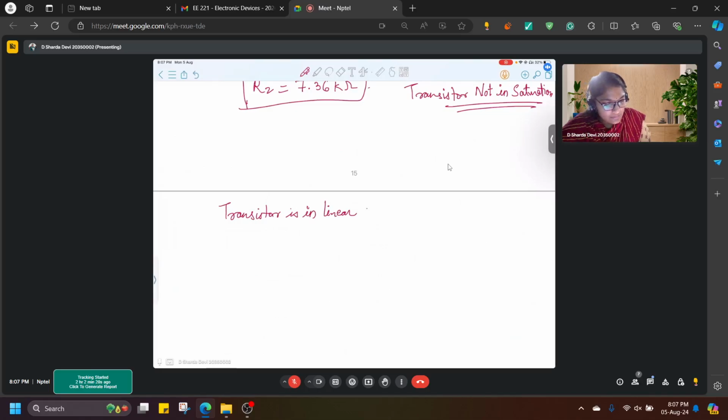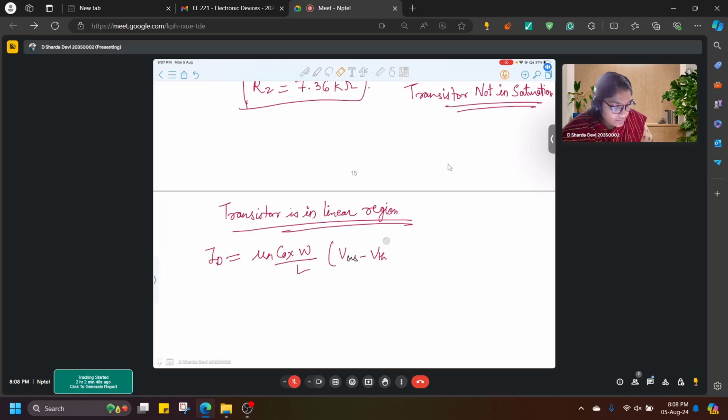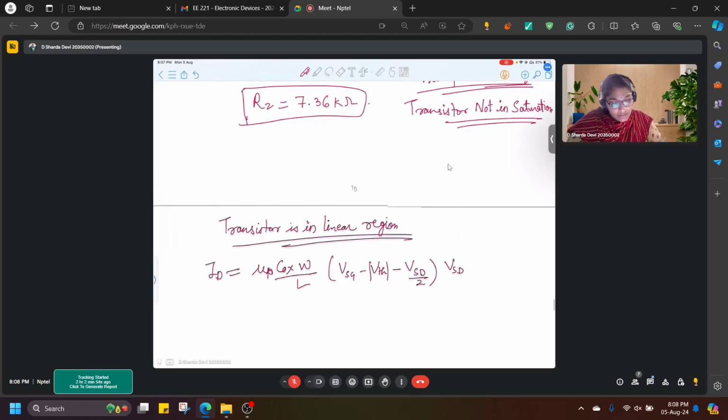linear region. When the transistor is in linear region, what will be the formula for ID? Mu Cox W by L into VGS minus VTH. So obviously it is that into mod VTH minus VSD by 2 into VSD. This is the formula.